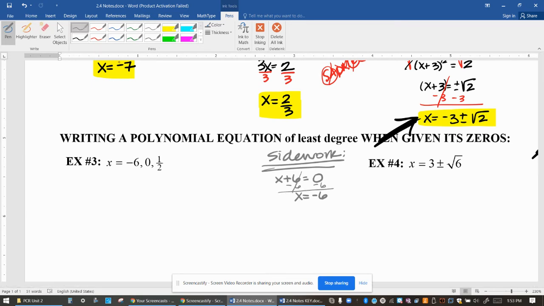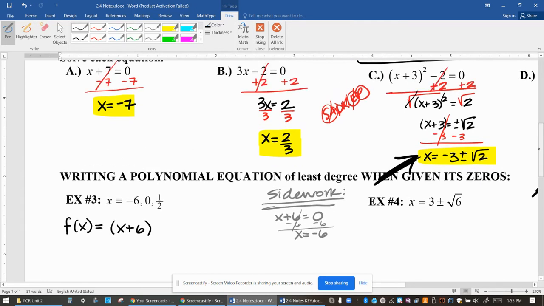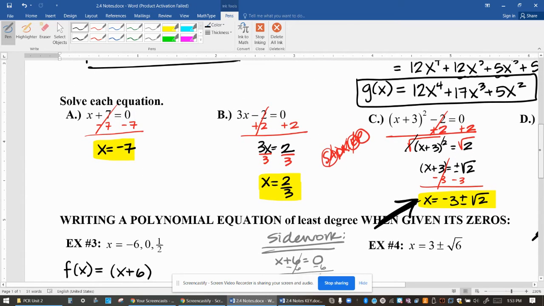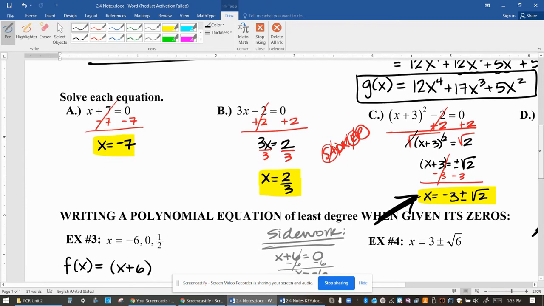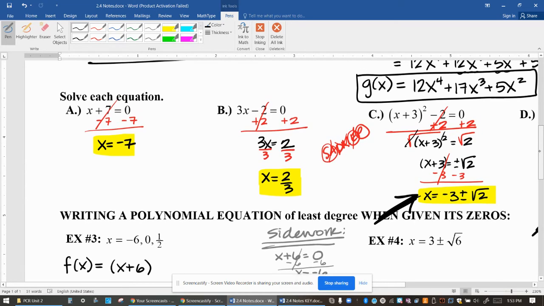So what you need to do first in all of these problems is figure out what these solutions used to look like as factors. So negative 6 used to be x plus 6, which makes sense because look at letter A. When we had x plus 7, a linear factor, the answer was just the opposite, x equals negative 7.